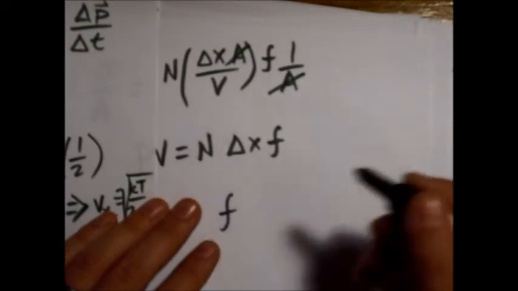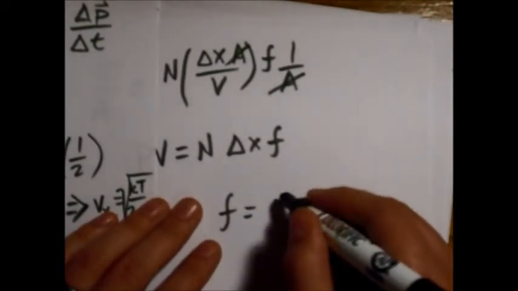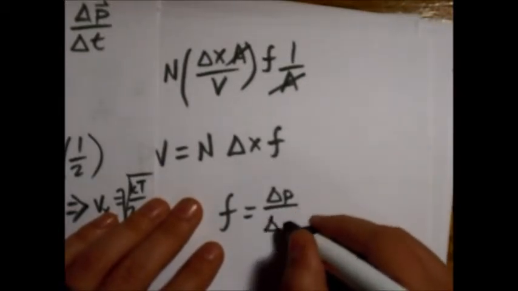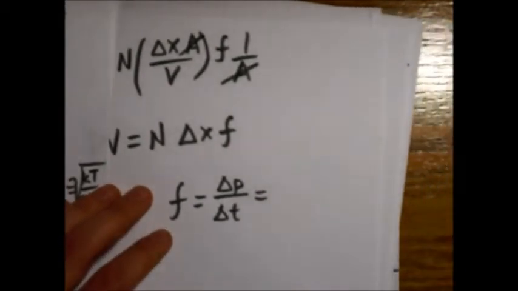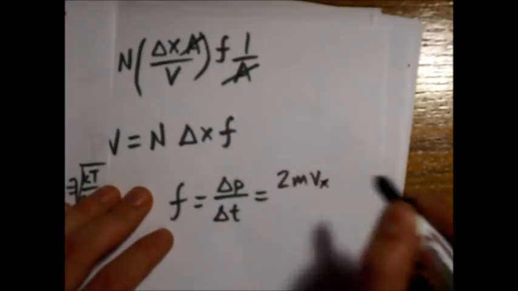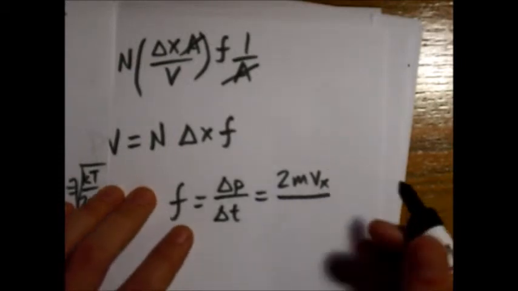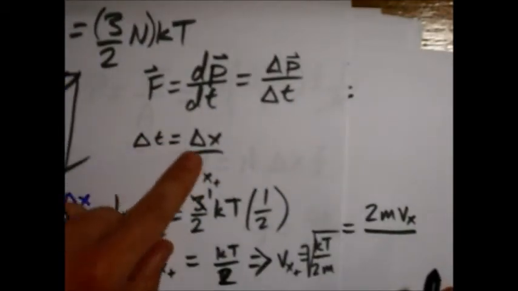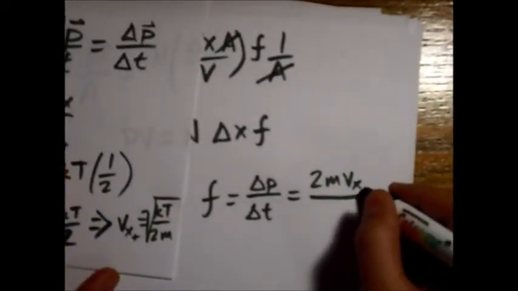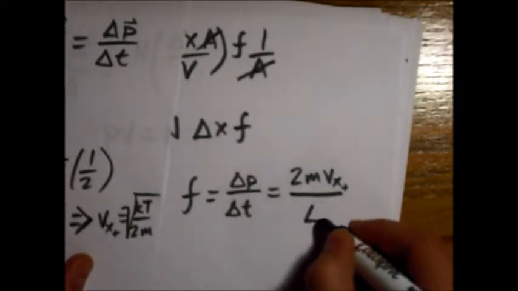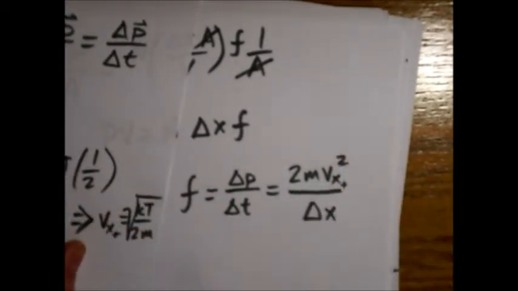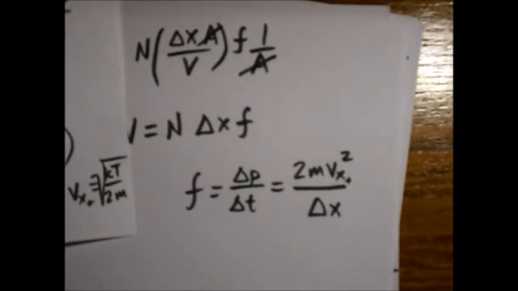So now looking at little f, equal to the difference in momentum over the difference in time, and this difference of momentum is actually 2 times m vx, and the difference in time, as we talked about right here, that's going to be delta x over the vx plus. Alright, I need to keep putting little pluses on here. So this is delta x over the vx plus, so that will make that squared.